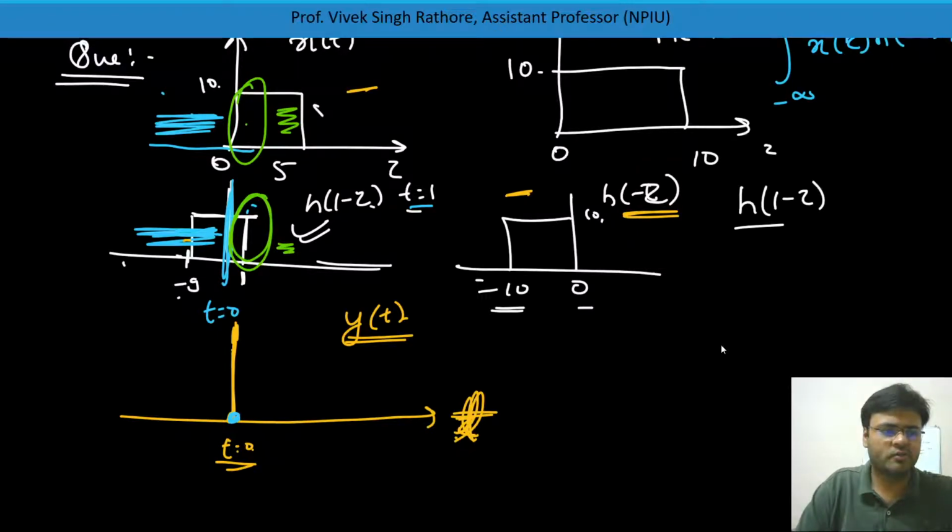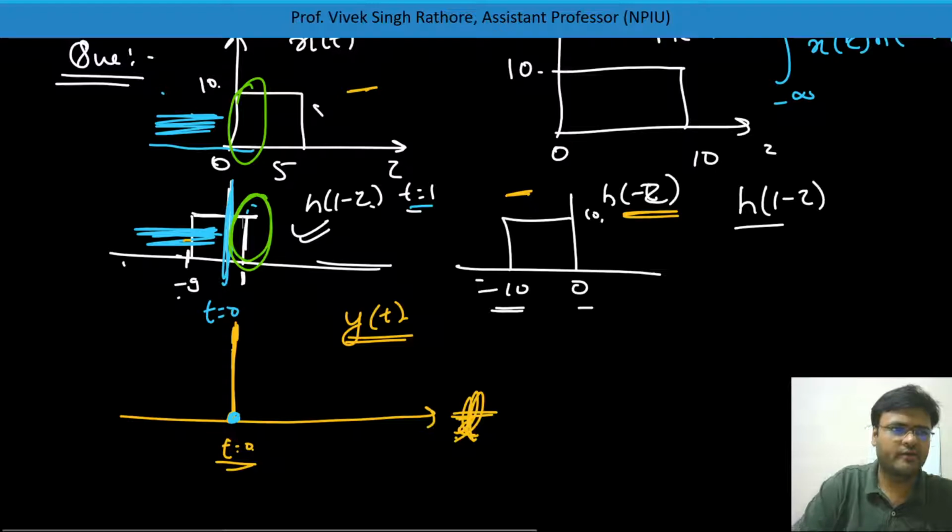Okay, so I'll do it. Okay, I'll remove it. I think from this. Okay, it has been removed. So let's do it. For t greater than 0, it will move towards right hand side, and this will be multiplied with this.